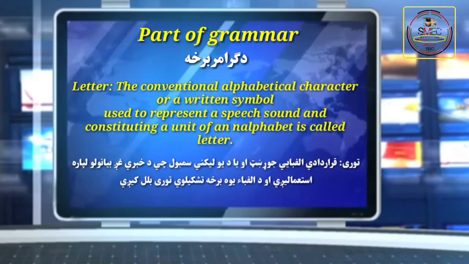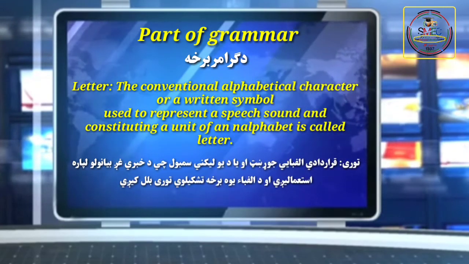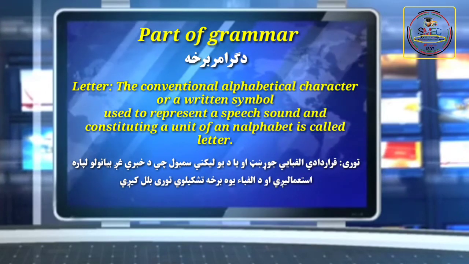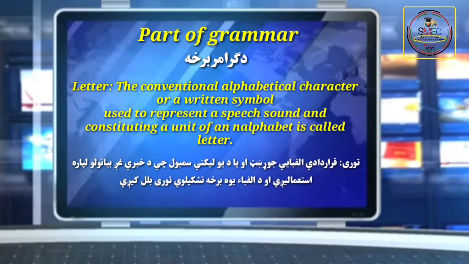Letter: the conventional alphabetical character or a written symbol used to represent a speech sound and constituting a unit of an alphabet is called letter.